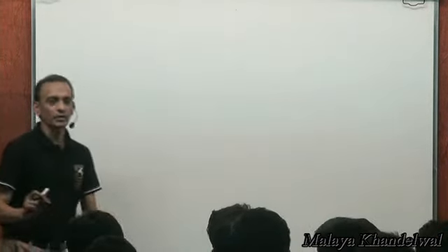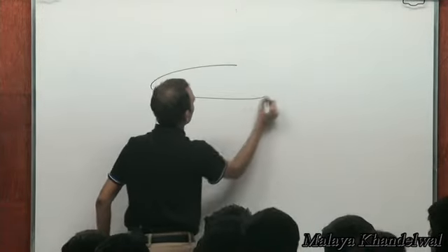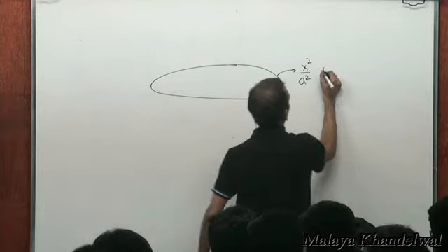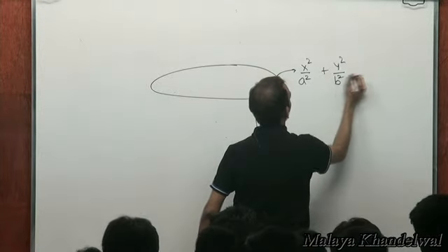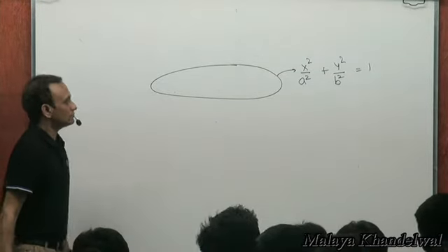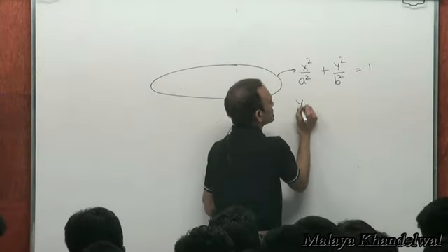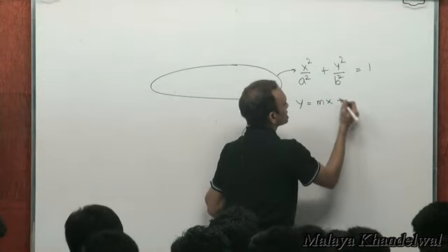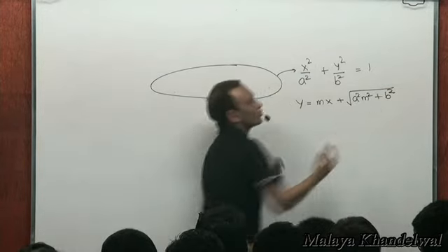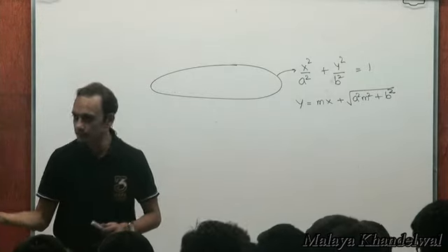Right, again, coming back to the standard ellipse, x squared by a squared plus y squared by b squared equals 1. And I told you, any tangent to the ellipse is of the form y equals mx plus root a squared m squared plus b squared, where m could be looked upon as a parameter. Different values of m will give you different tangents, right?